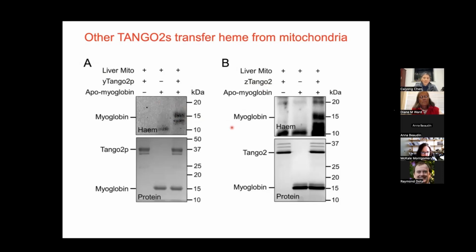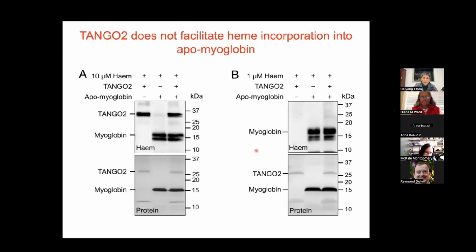There are two possibilities here for the function of Tango2 proteins. The first is that Tango2 may transfer heme out of mitochondria. And the second is Tango2 may facilitate heme incorporation into hemoproteins. Because Tango2 proteins do not have transmembrane regions, it cannot translocate heme across membranes. So we tested whether Tango2 protein can facilitate heme incorporation into hemoproteins.